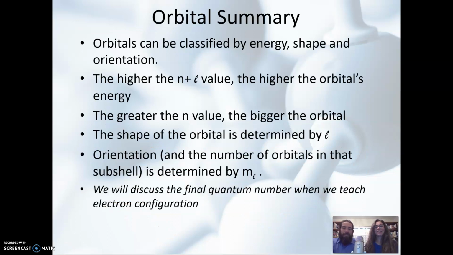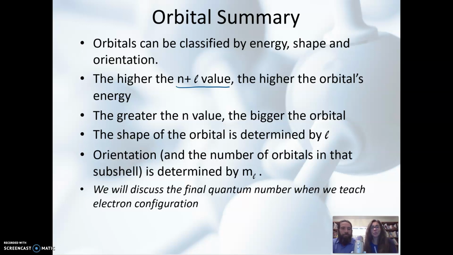Okay, so the higher the n, actually n plus L value, and we're going to get into this a little bit in the next lecture, but the higher the n plus L, the higher the orbital's energy. And the energy is really potential energy, so that's distance from the nucleus. If you picture the sphere, if your sphere is a greater distance from the nucleus, well, it's bigger, isn't it? It's a bigger orbital. So the greater the n value, the bigger the orbital for any given s, 1s compared to 2s, compared to 3s.